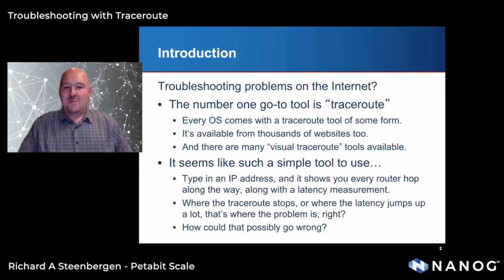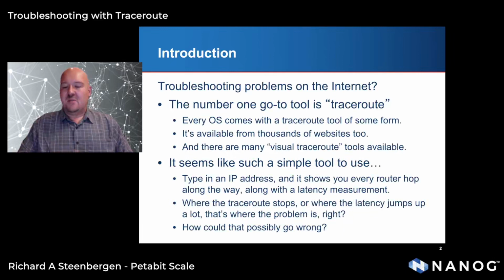So, you have a problem on the internet. Something isn't behaving right, something isn't performing right. The number one go-to tool for network people is Traceroute. Basically, every operating system on the planet comes with a Traceroute tool of some kind, and there's lots of websites where you can run it. There's lots of looking glasses. There's lots of public Traceroute tools. And there's a lot of visual Traceroute tools. There's things that try to make it really simple and easy and paint a picture for the end user.